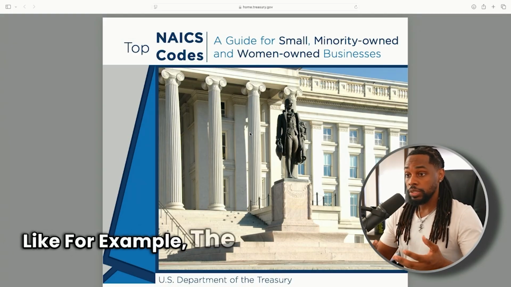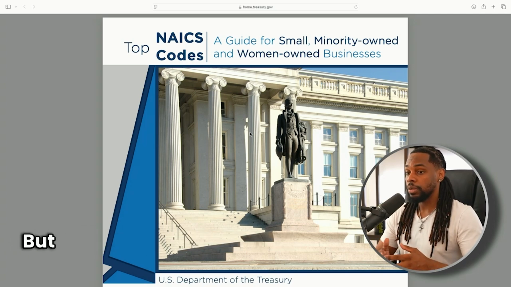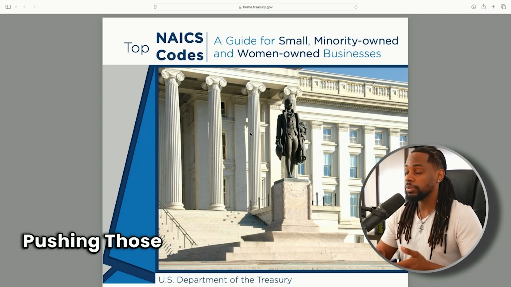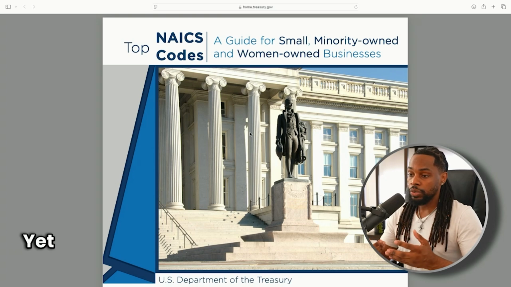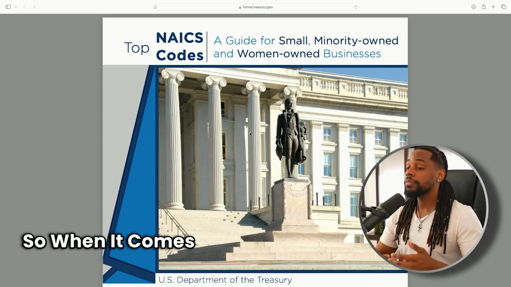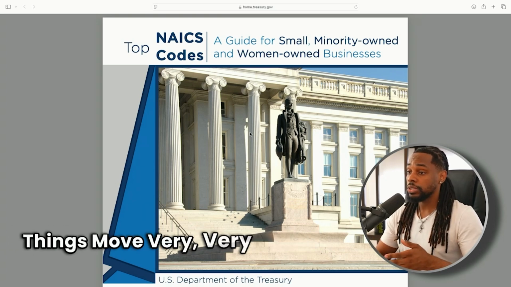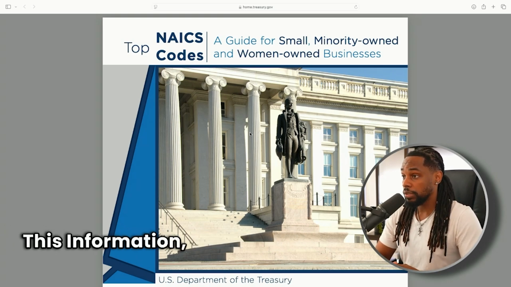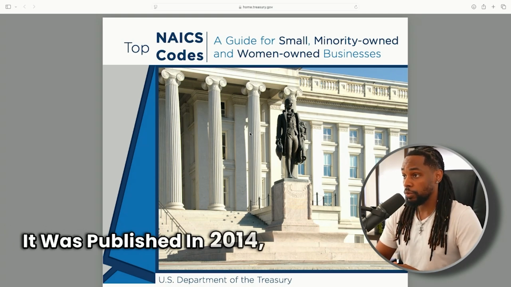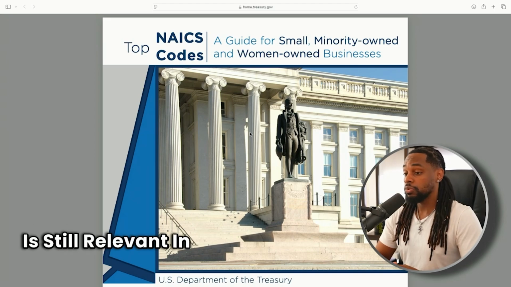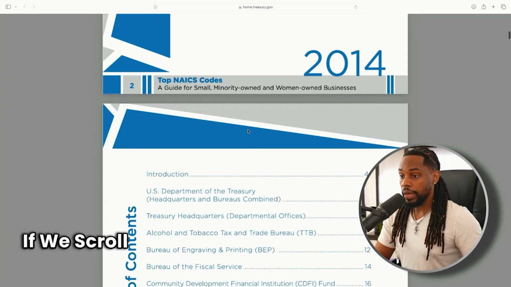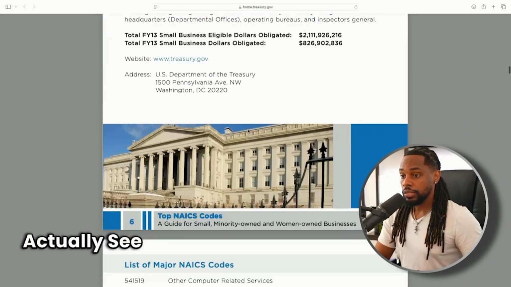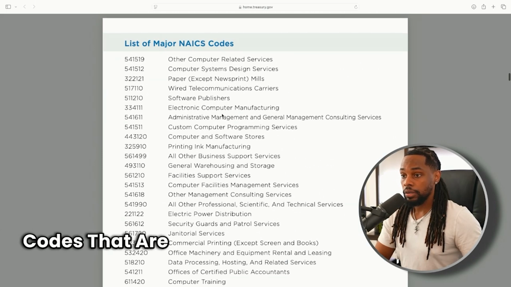For example, the SIC codes still get talked about, but they were supposed to be pushing those out since 1997, yet we still have them. So when it comes to funding, things move very, very slow when it comes to change. I say all that to say that this information, even though it was published in 2014, is still relevant in 2025. If we scroll down, we can actually see some NAICS codes that are major.